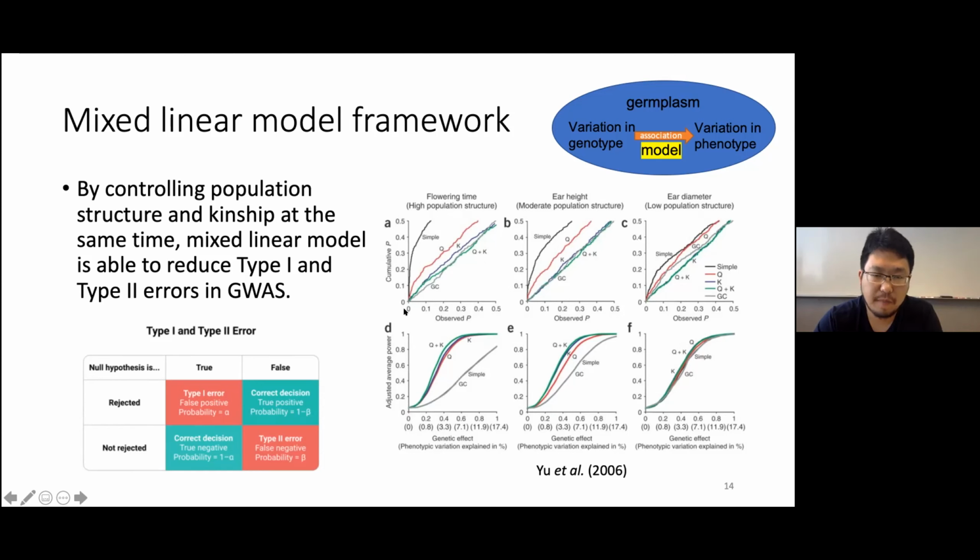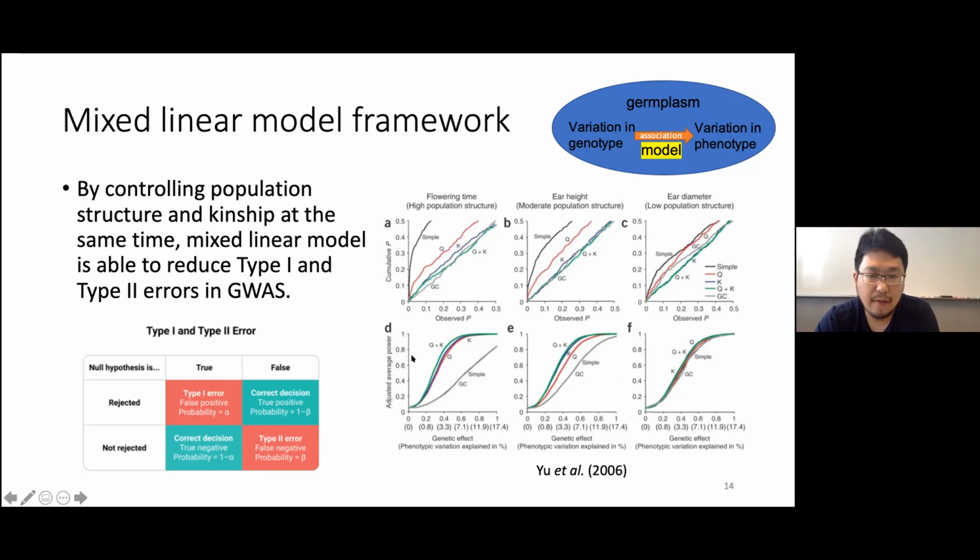The y-axis here is the cumulative p. This is basically a scatter plot of expected p-value versus observed p-value. In a perfect case, if there are no false positives, it should be a diagonal line. You can see that for all the traits here, the flowering time, ear height, and ear diameter in maize, these are 3 traits with high, moderate, and low population structure, the Q plus K model controls the false positives the best compared to other types of models.